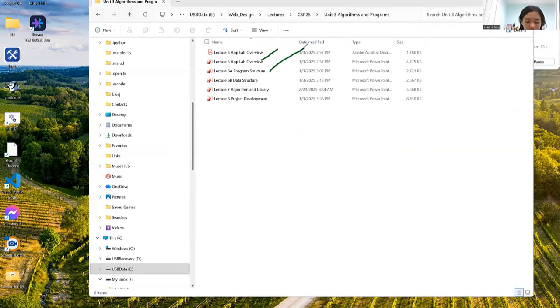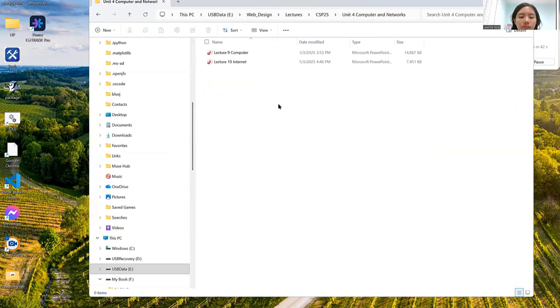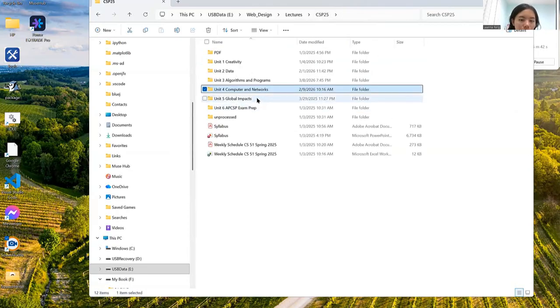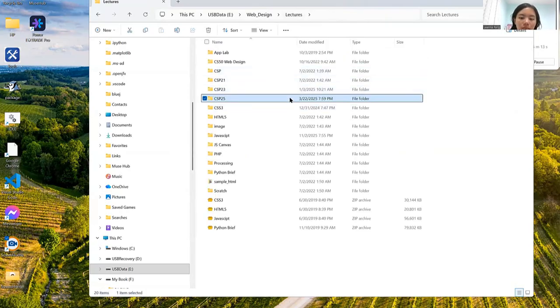Okay, now we go back to theory. We will finish up this lecture 6, 7, 8. Okay, 6A, 6B, 7, and 8 today. Okay, we will try to finish that. And then after that, we will move on to unit 4, computer hardware and network. Okay, network we finished already because there was a week that we emphasized network, and then we'll go to unit 5, global impact. Okay, and that's it. Then the AP content is finished.